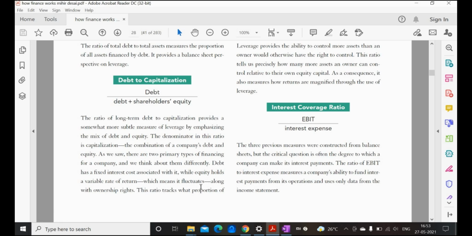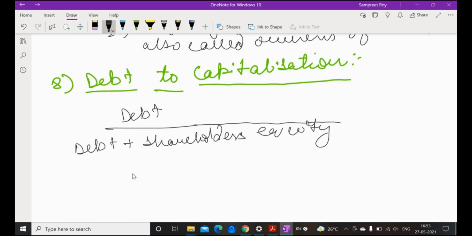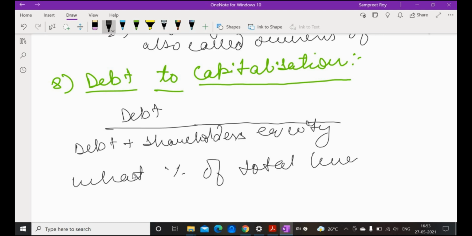This ratio tracks what proportion of a company's financing comes from debt and therefore diverts attention from liabilities that are part of operations. Right? So basically, this ratio tells us what percent of total leverage is debt. Now this is our total leverage and this is debt.